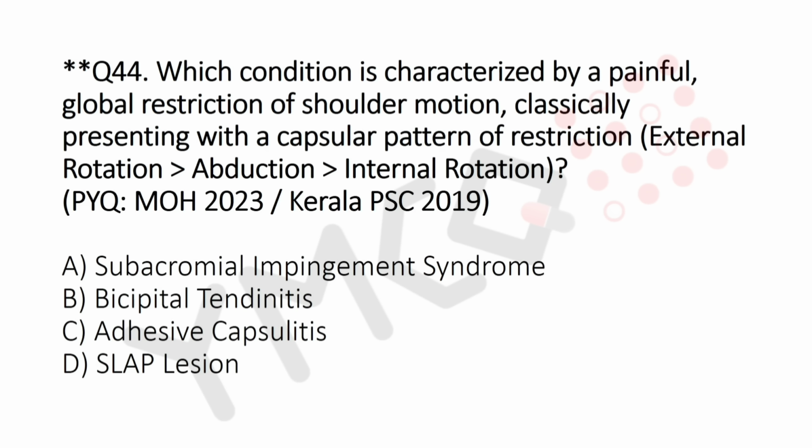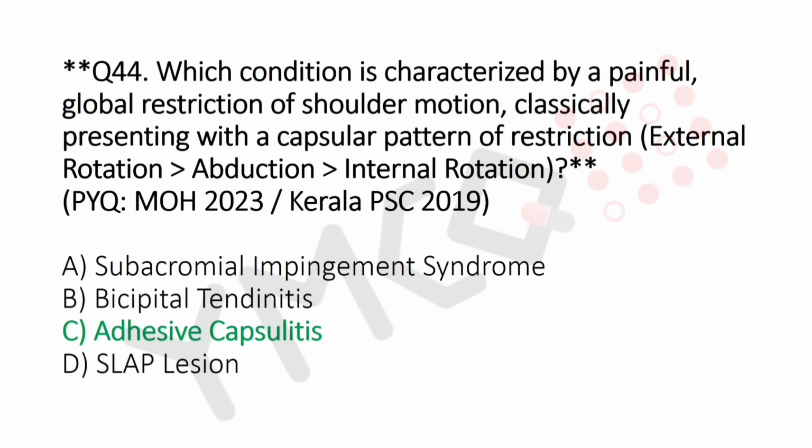Which condition is characterized by a painful global restriction of shoulder motion, classically presenting with a capsular pattern of restriction: external rotation, abduction, internal rotation? Option A, subacromial impingement syndrome. Option B, bicipital tendinitis. Option C, adhesive capsulitis. Option D, SLAP lesion. And the answer is option C, adhesive capsulitis.